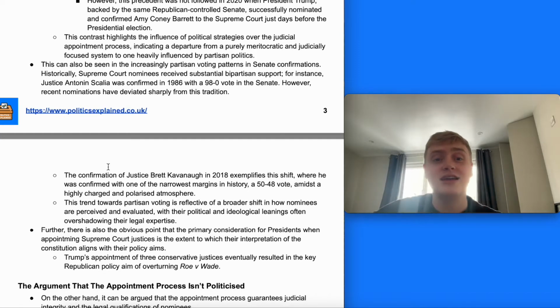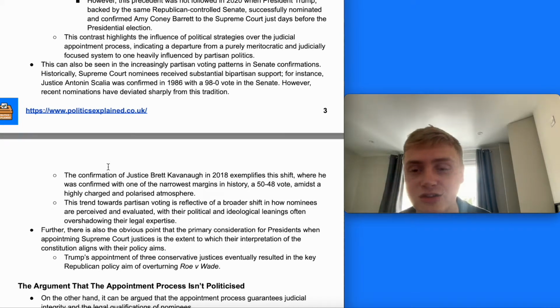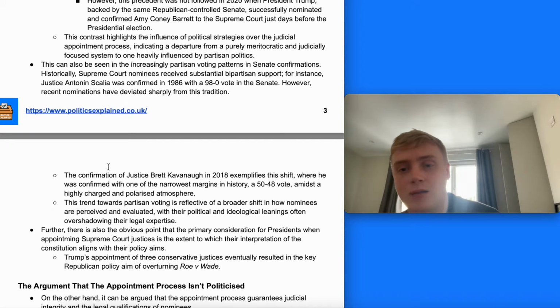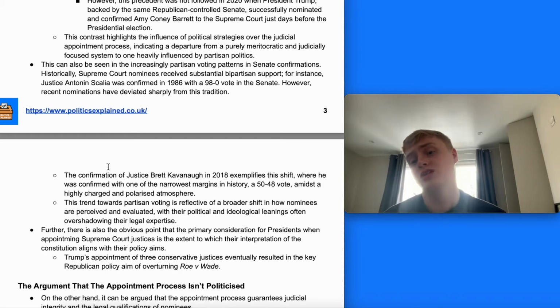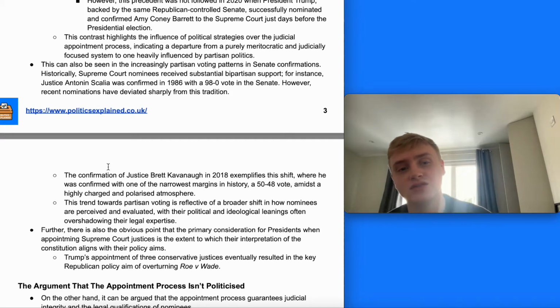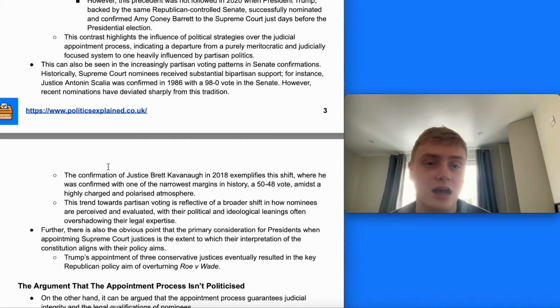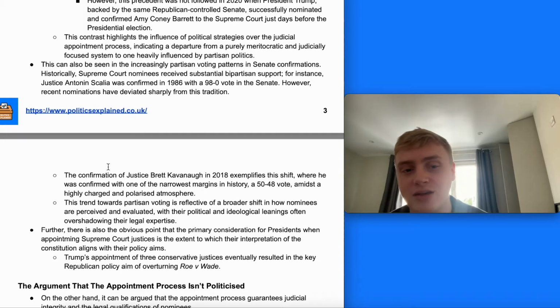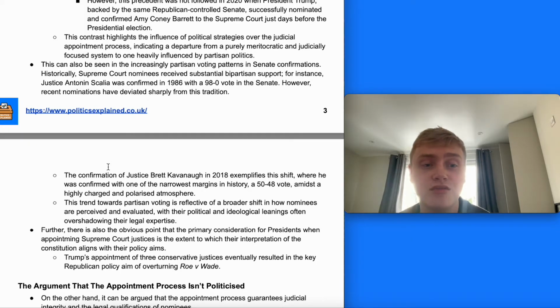And crucially, this can also be seen in voting patterns in the Senate confirmation. Historically, they were very bipartisan because, even if ideological considerations were important, the Senate focused on whether they were qualified candidates with extensive judicial experience. So you see Justice Antonin Scalia was confirmed 98-0 in 1986, for example. That's not been the case at all in recent nominations. So in the confirmation of Kavanaugh in 2018, he was confirmed with one of the narrowest margins in history, a 50-48 vote, with just one Democrat voting for him, Senator Joe Manchin.